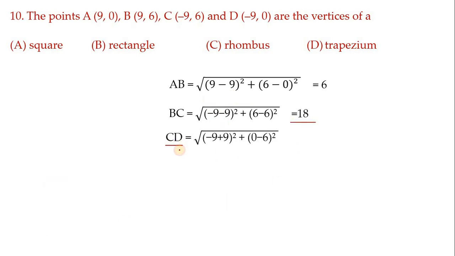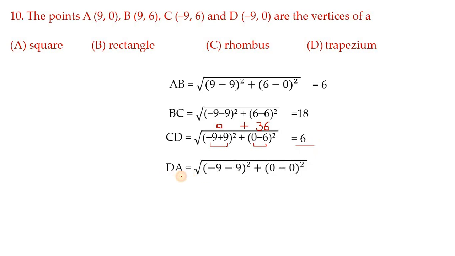So similarly let us find CD. Substitute the values here. After substituting we get this. Now let us simplify this. Minus 9 plus 9 we get 0, children. And here 0 minus 6 is minus 6. So minus 6 whole square means we get 36 only. So 0 added to 36, how much will we get? 36. Root 36 means 6.